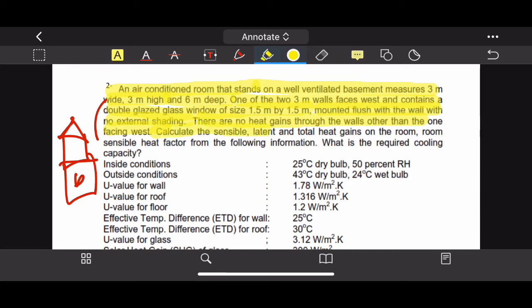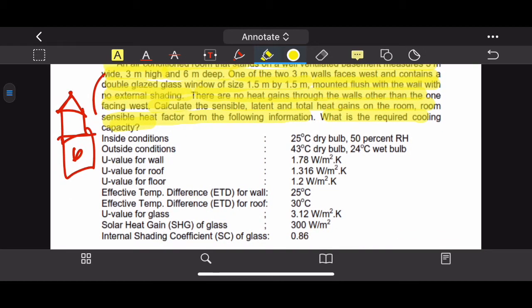Calculate sensible heat, latent heat and total heat gains of the room, the room sensible heat factor following the information. What is the required cooling capacity? So this is a type where you need to do a simple calculation, but it's a long calculation. It will be given to you a few items: inside condition, outside condition, U value for wall, U value for roof, U value for floor, because each of these items has different heat transferred.